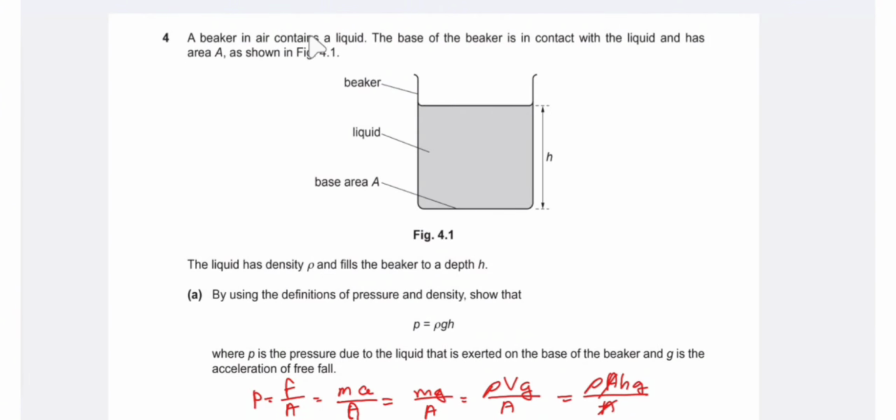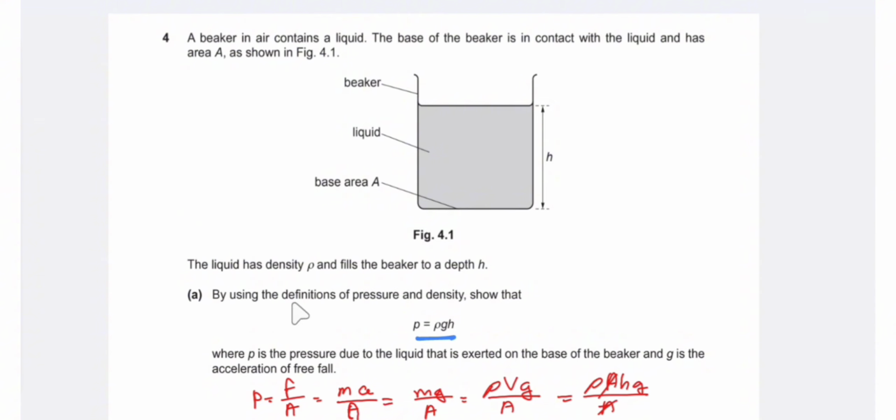For question number 4, a beaker in air contains a liquid. The base of the beaker is in contact with the liquid and has area A, as shown in figure 4.1: beaker, liquid, base area A, height h. The liquid has density rho and fills the beaker to a depth h. By definition of pressure and density, show that pressure is equal to rho g h, where P is the pressure due to the liquid exerted on the base of the beaker and g is the acceleration of free fall. So we need to derive the equation that pressure is equal to rho g h.